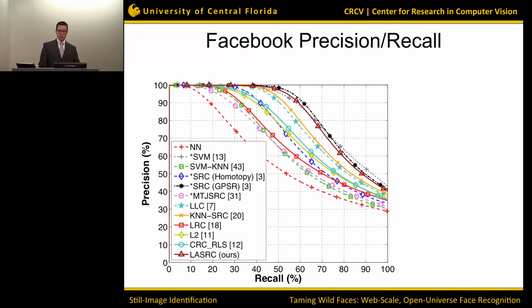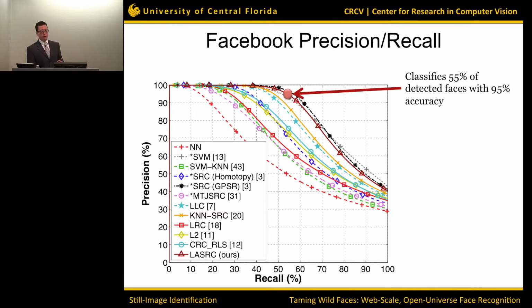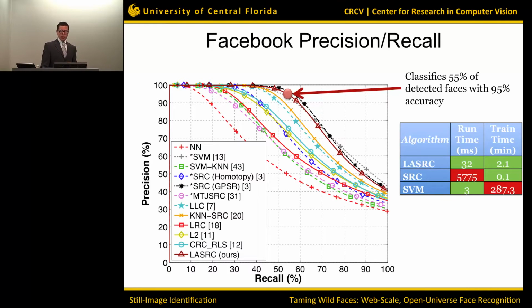Now we look at the Facebook precision and recall curves. The brown curve represents our algorithm LASRC, and we see that it's able to classify 55% of the data at 95% precision. However, even though LASRC, SRC, and SVMs perform very similarly to each other, we can see that LASRC in terms of testing time performs better than SRC, and in terms of training time performs better compared to the SVMs.